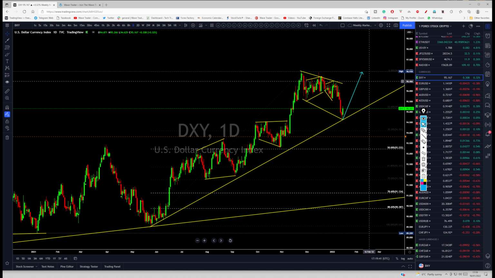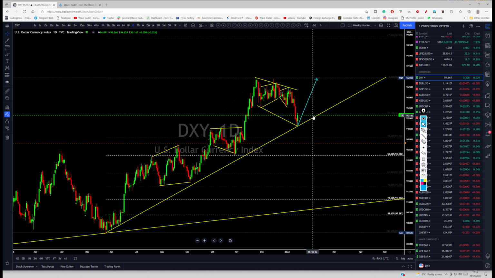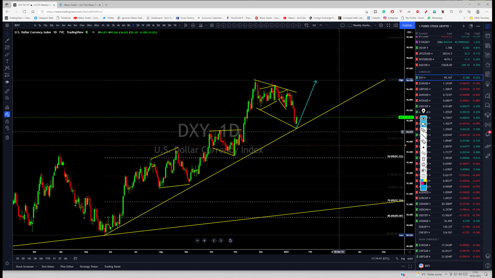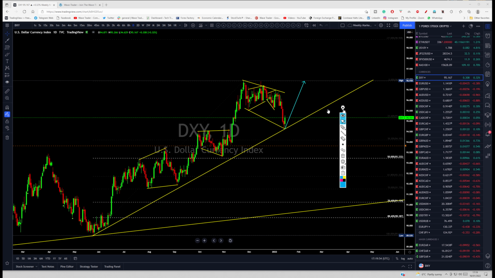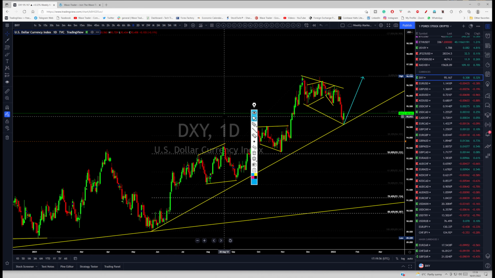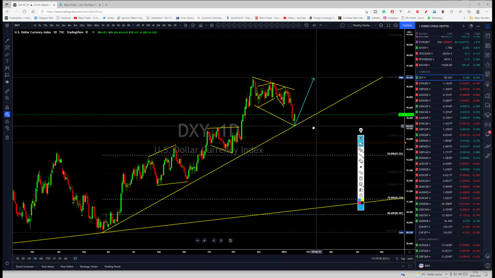So now let's move on to the setups. So the dollar index is simply setting up for a buy opportunity. As we know, the Fed is going to raise the interest rate. Three rate hikes are very much on the cards for 2022, but there are possibilities that they can raise more than that, depending on the inflation.